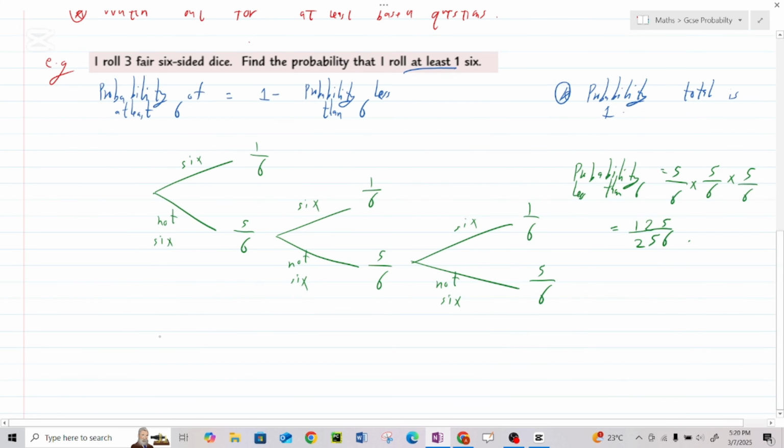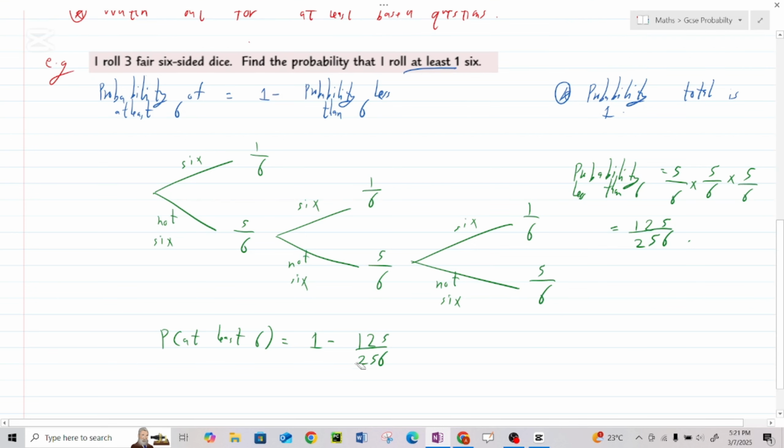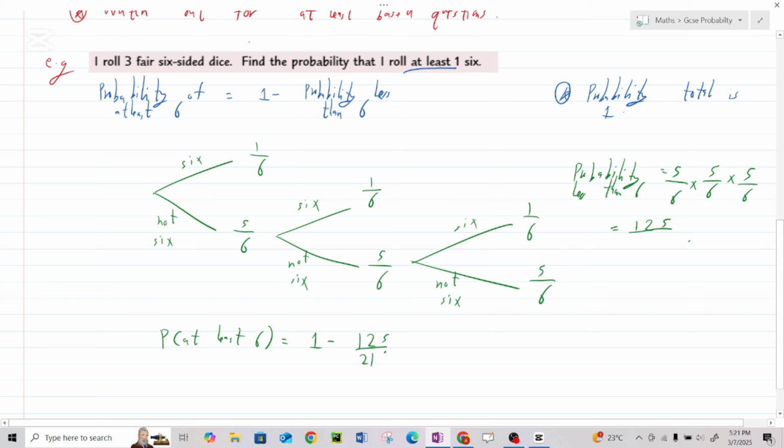So we're going to do probability at least 6, 1 minus 125 divided by 256. Sorry, this was not 256, this was 216. I mixed this up with the other part. 216. And this gives you 91 divided by 216 as your final answer.